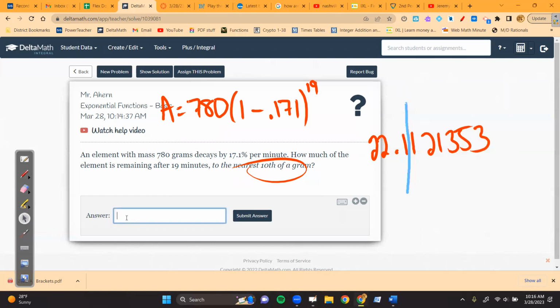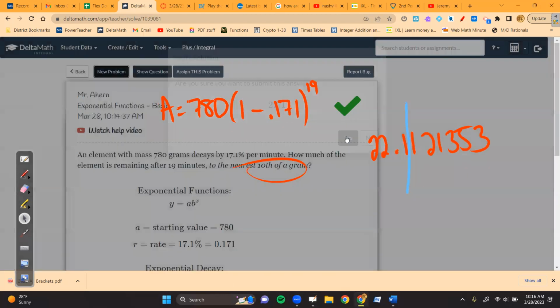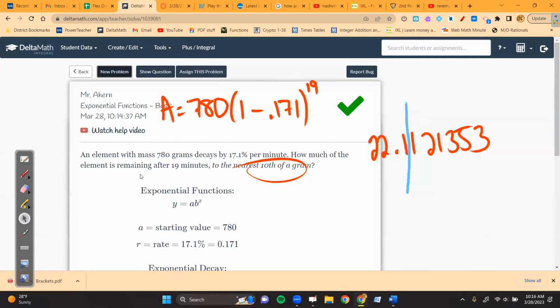And I don't think I have to label it. The question asks how much, so I think I can just put 22.1. And if it marks it wrong because it wanted the grams, so be it. Okay, so we're good.